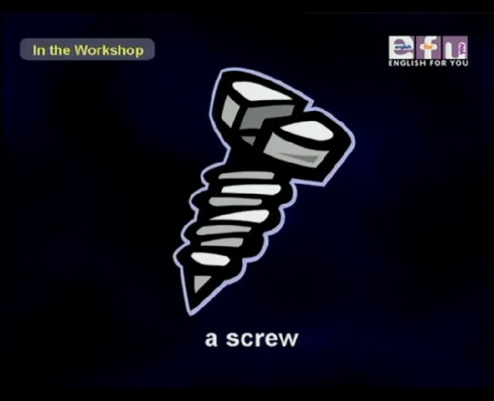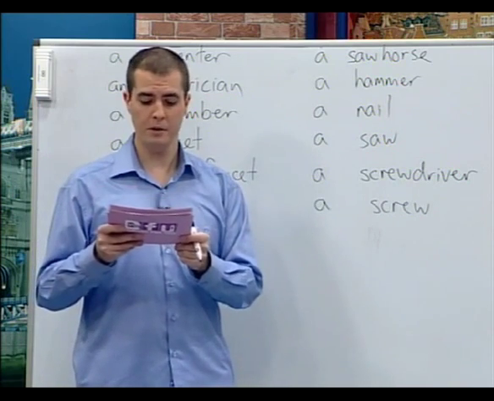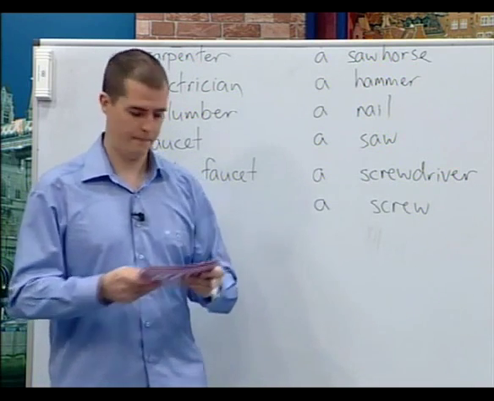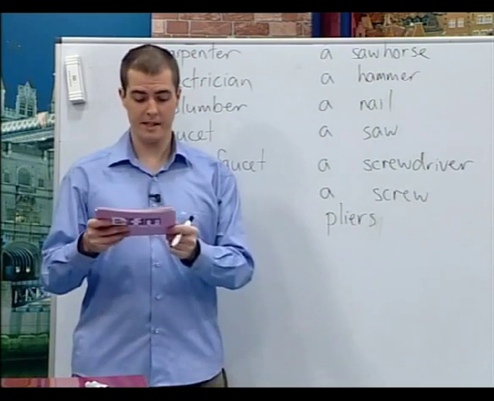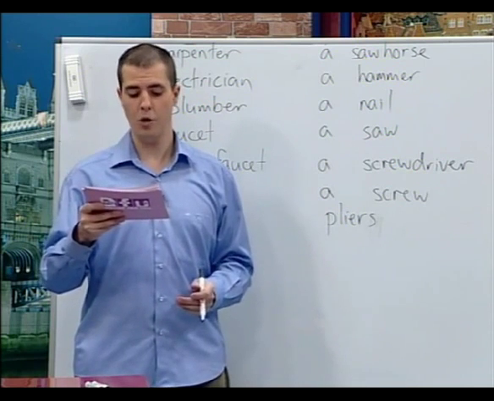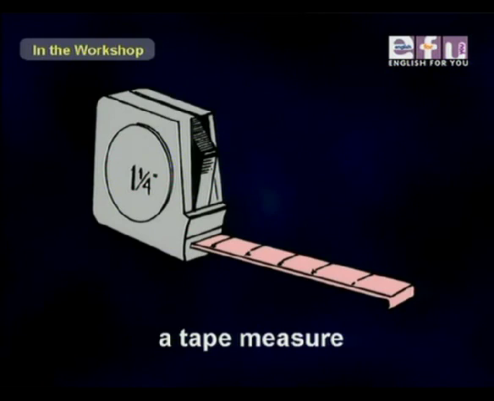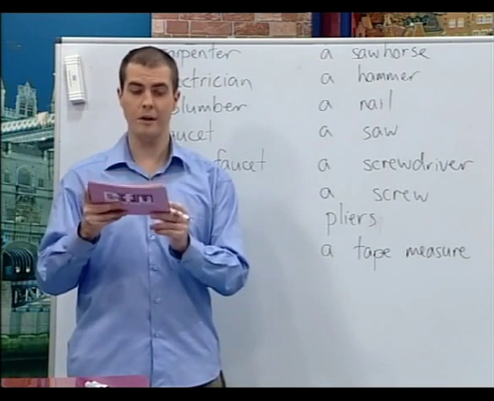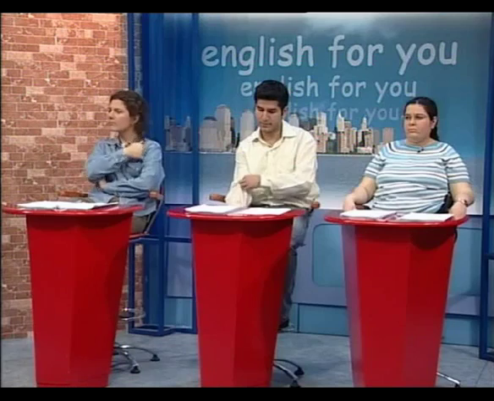And what's a screw? A screw is a thin, pointed piece of metal that you push and turn to fasten pieces of wood or metal together. Pliers. Well, this is a tool, a small tool, made of two crossed pieces of metal used to hold small things or to bend and cut wire. And finally, a tape measure. A tape measure is a long, narrow band of cloth or steel marked with inches and feet or centimeters. It's used for measuring something.